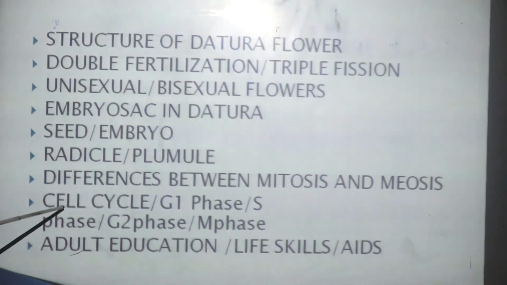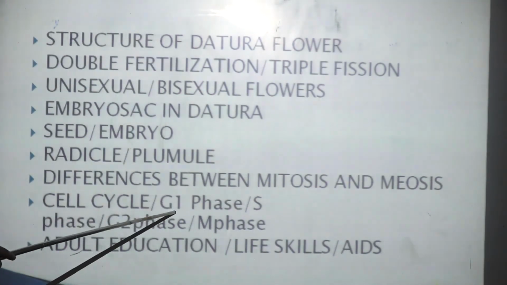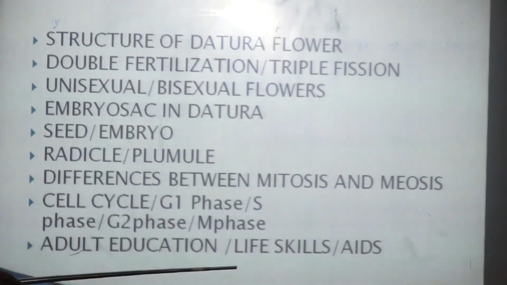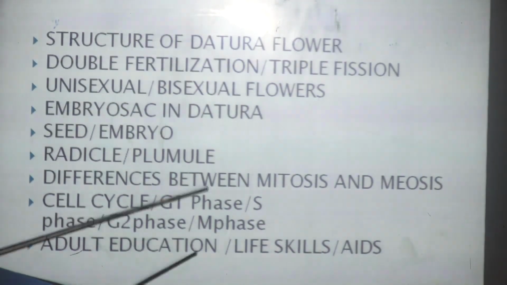Then cell cycle, this is also very difficult. Very difficult. You have to write what is G1 phase, under that 2 or 3 points. What is S phase, 2 or 3 points. G2 phase, 2 or 3 points, and M phase, 2 or 3 points. By means of that manner, you can write the correct answer with correct terminology. Otherwise, if you attempt the cell cycle, definitely you won't be able to grab the 100% marks.